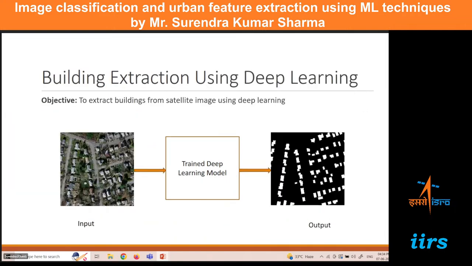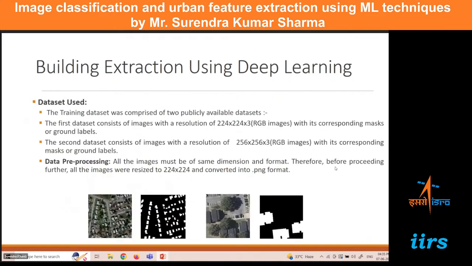Then in another case study, we used UAV data or aerial data, and using this aerial data, we tried to extract the building footprints using a deep learning algorithm. So this was our input, this is our deep learning model, and this is the expected output. For the data set, we used a publicly available data set downloaded from the internet.